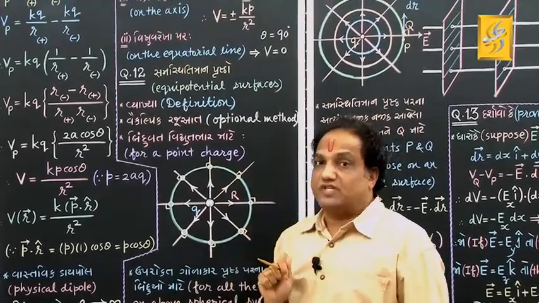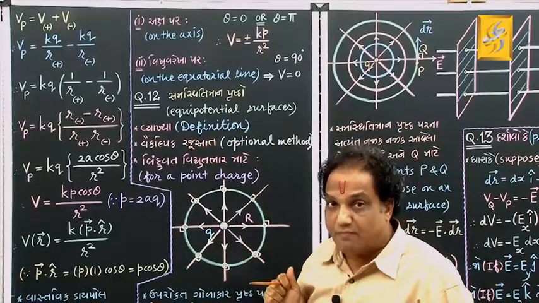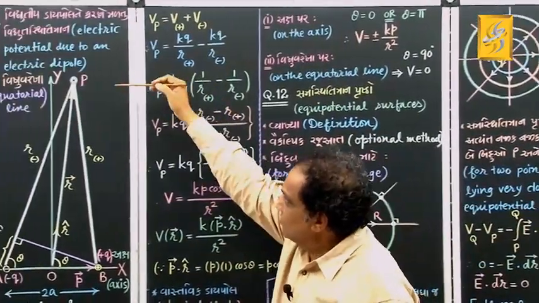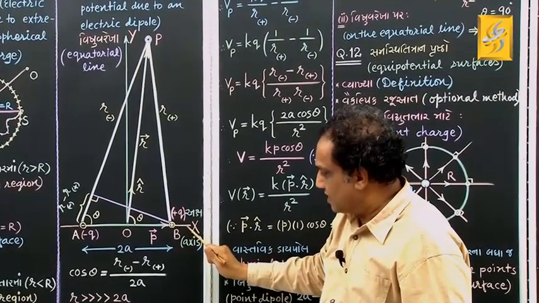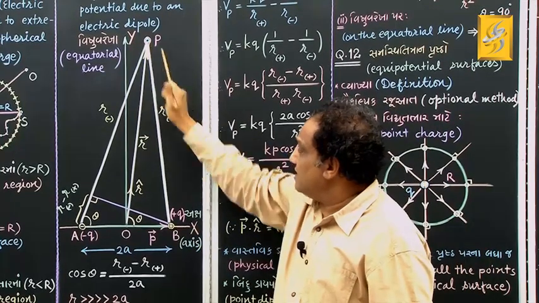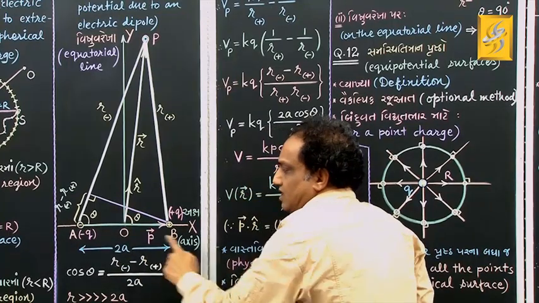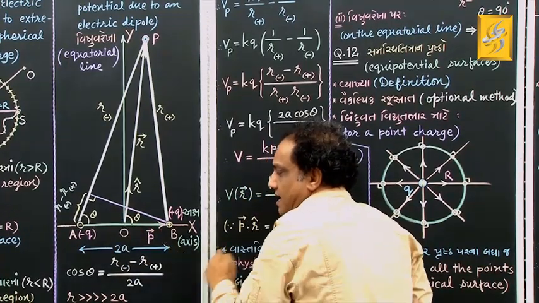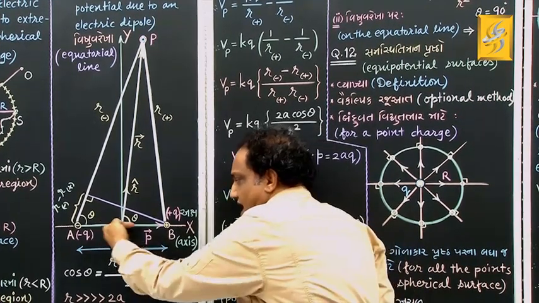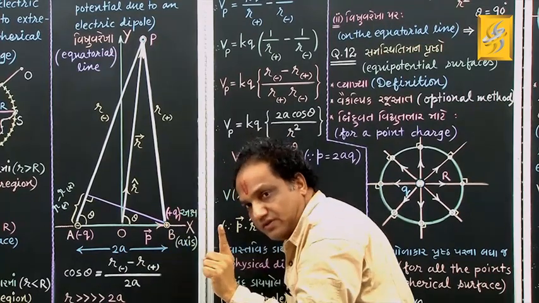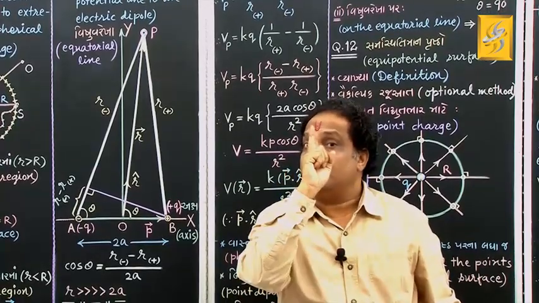Let us take some special cases. For any point on the axis of the dipole, what is the electric potential? If you select this point, say here, that is on the axis. When point P is taken here, its position vector with respect to this midpoint will be like this, and in the same direction there is vector P also. So vector R and vector P will be in the same direction. If they are in the same direction, then the angle theta between them will be 0 degrees.